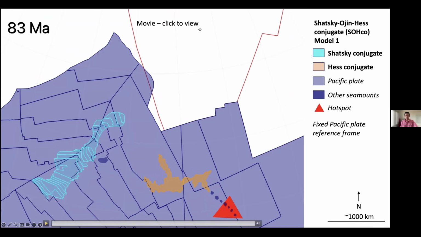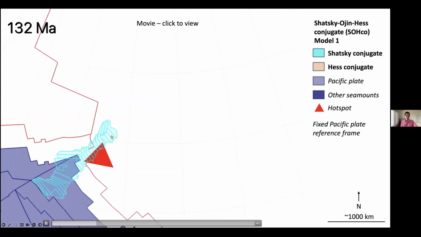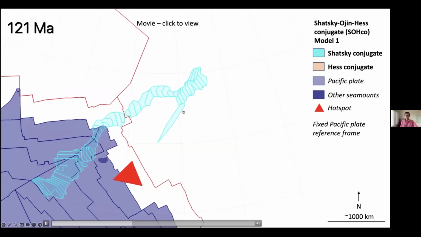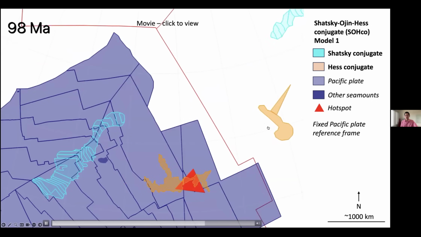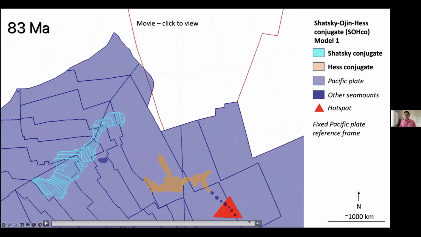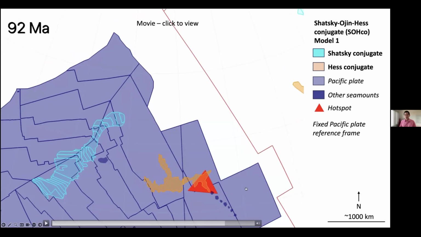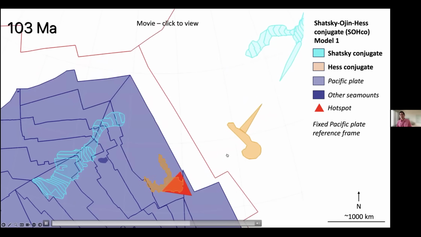I'm going to play this one more time, and we're going to look at the conjugates that are predicted from this model. And here we can see this shortened Shatsky conjugate, the Ojin seamount track, which wanes and then picks back up. And then here is the Hess seamount, the Hess rise that forms. Now, if we go back in time, we can see that we don't predict any further conjugates because the ridge has now stepped away from the hotspot track. But back to the time of the formation of the Hess rise, there should be a conjugate because the hotspot is located very close to the ridge. And so we form this Hess conjugate.